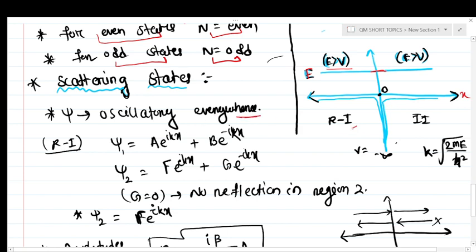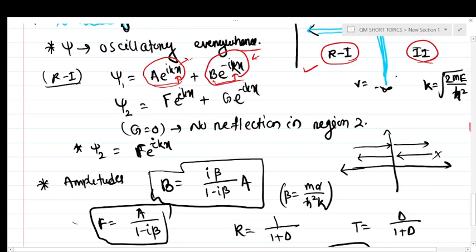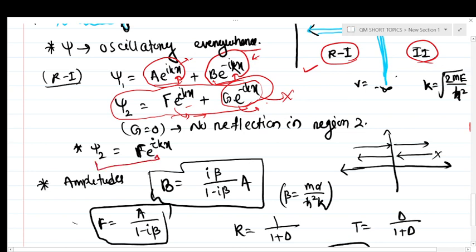Okay. And in region 1, the wave function is a e to the power i kx plus b e to the power minus i kx. And here this term represents the incident wave function, and this term is the reflected wave function in region 1, and psi 2 represents the wave function in region 2. Here is the transmitted wave function, and this is the reflected in region 2, but there is no reflection, so this term is ignored. Only psi 2 is this much.